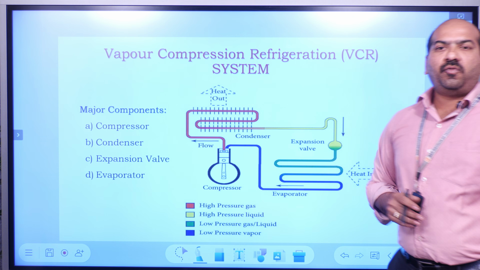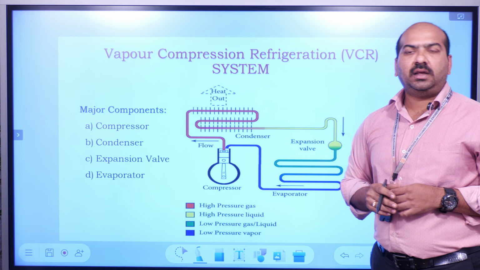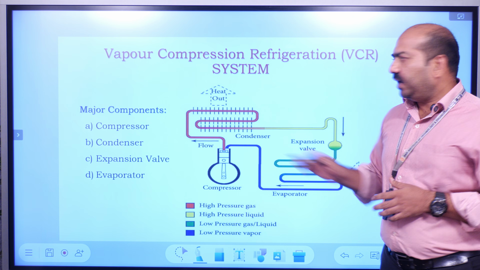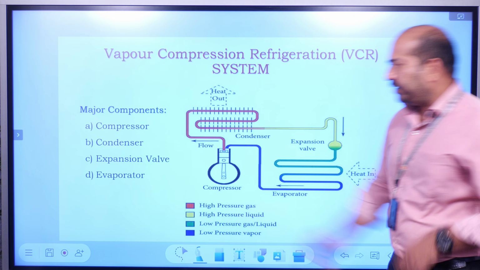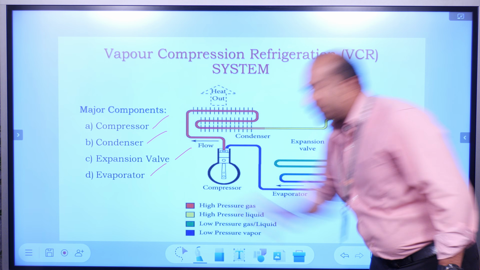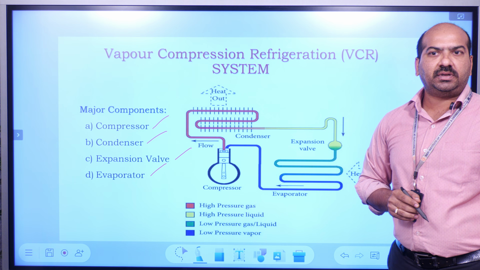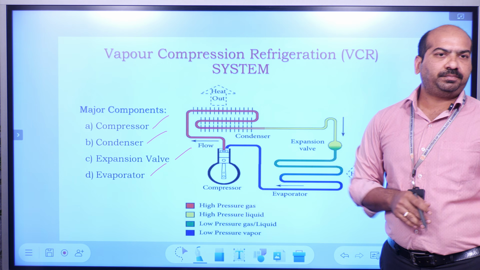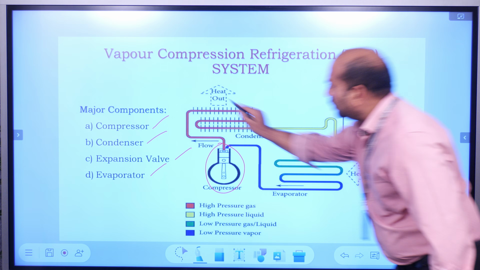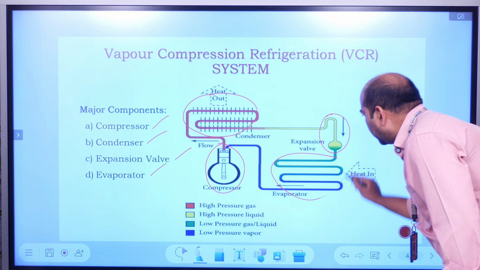Right. So far we have seen the VCR cycle. Based on the VCR cycle, if you observe the construction of the VCR system, it mainly comprises 4 components. One is a compressor, next a condenser, an expansion valve, and an evaporator. So in today's world, all the domestic refrigerators and air conditioning systems have been designed in the same way. Okay, so here, this one will be the compressor, this will be the condenser, this one will be the expansion valve, and this one will be the evaporator.